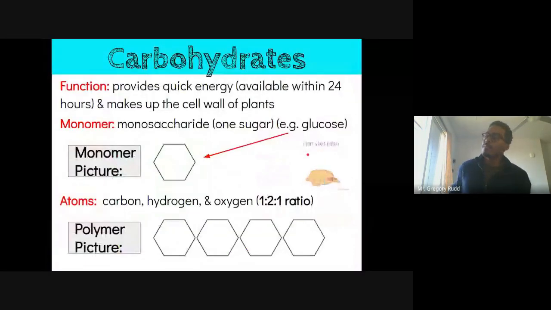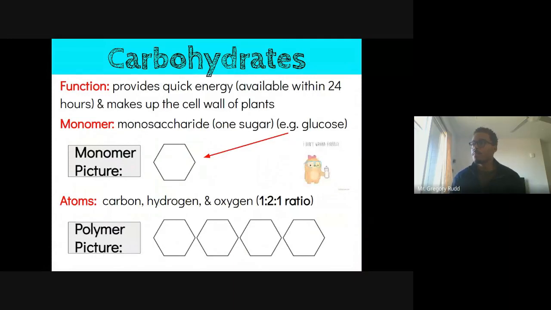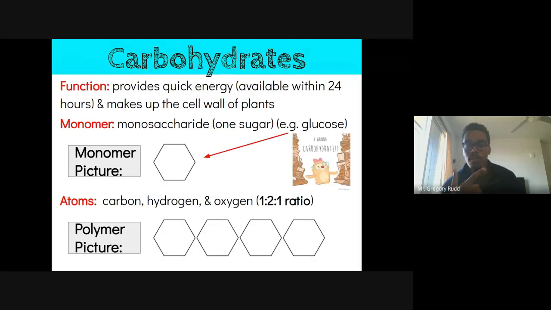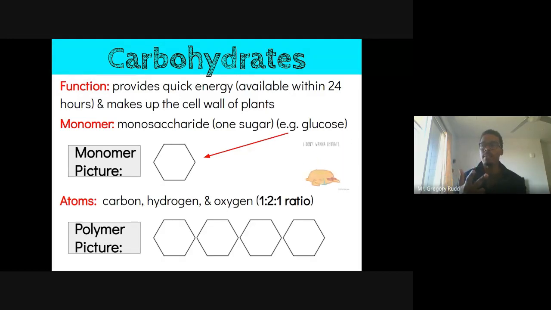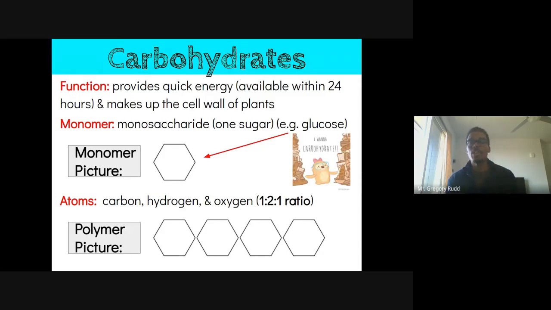So the first organic compound that we'll think about more specifically today is carbohydrates. And the four things that we really want to think about and memorize when it comes to all four of our organic compounds is function. We want to know the function of all four. We want to know the monomer of all four. We want to know the atoms that make them up, and we want to have some examples of all four as well.